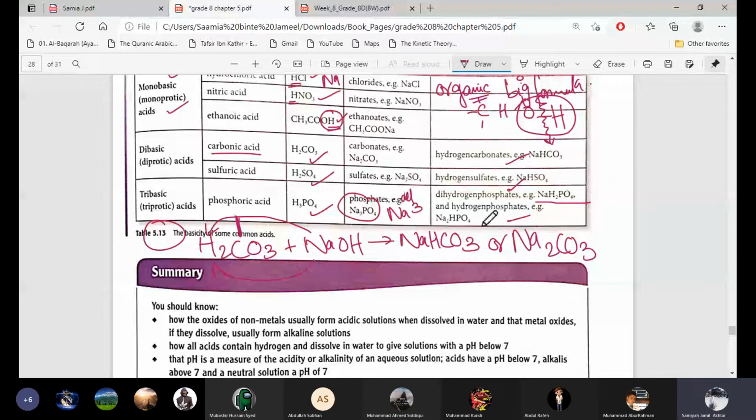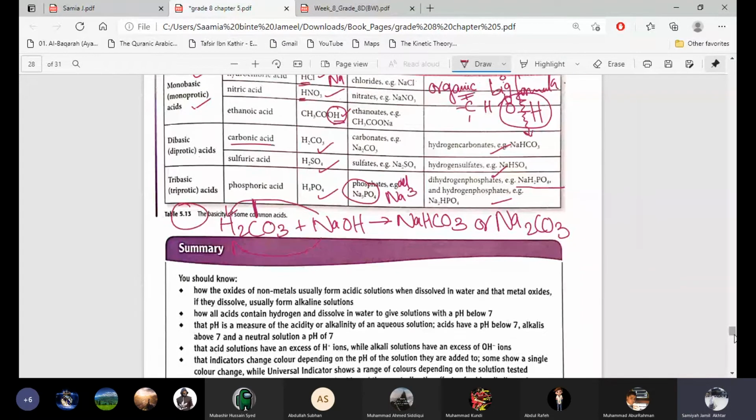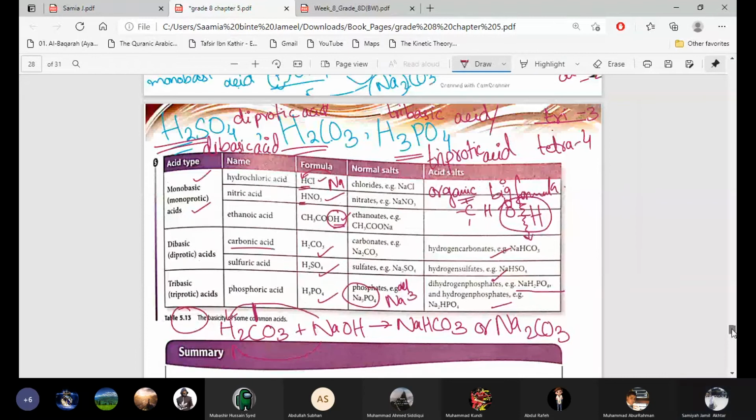So these are the compounds formed when the metal replaces only one or two hydrogens, not all of them. And when it replaces all of them, that will be sodium phosphate. This table is also important: the basicity of acids, and which type of salts are formed when it replaces only one hydrogen, and when it replaces all of the hydrogens. In phosphoric acid, when it replaces only two hydrogens, then what will be the product?